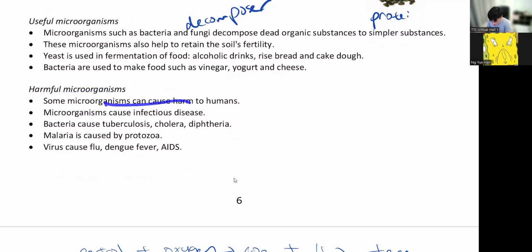And then harmful ones. They can cause harm to humans. Okay, they can cause infectious disease. They can cause tuberculosis, cholera, and diphtheria. I'll talk about this next week if I have the time. They can cause malaria. They can cause flu, dengue fever, AIDS, all kinds of. Most of these they are caused by virus.